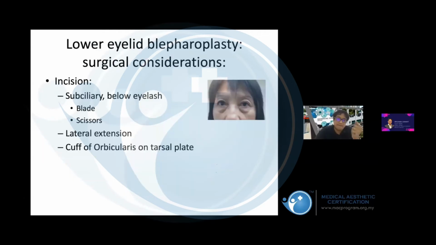Lower eyelid is the same. Lower eyelid, in fact, is a bit more difficult than upper eyelid because it's less forgiving. If you take too much skin, you get the scleral show, you get the ectropion. So those who are new to this field would essentially start doing upper eyelid work first before venturing into the lower eyelids.